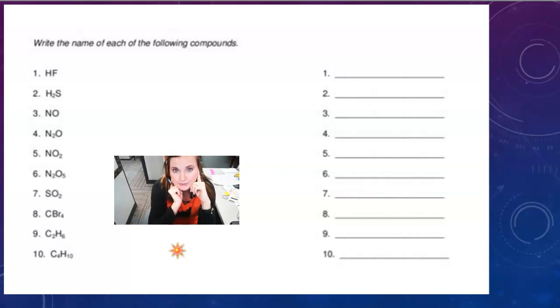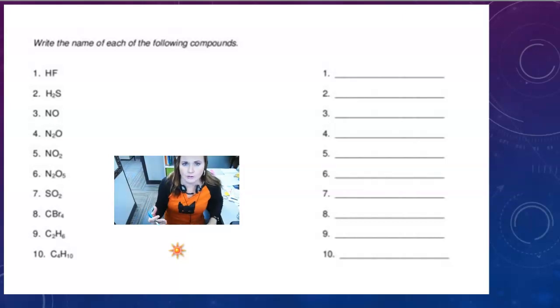Number 3, nitrogen monoxide. We don't want to say monoxide, it's a monoxide. Number 4, dinitrogen monoxide. Number 5, nitrogen dioxide. Number 6, dinitrogen pentaoxide.